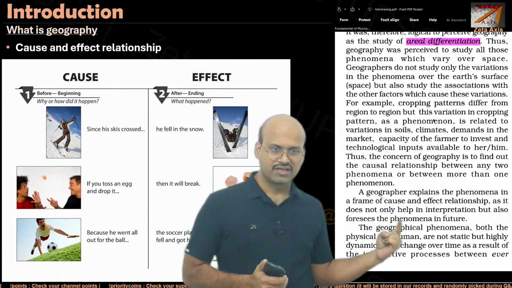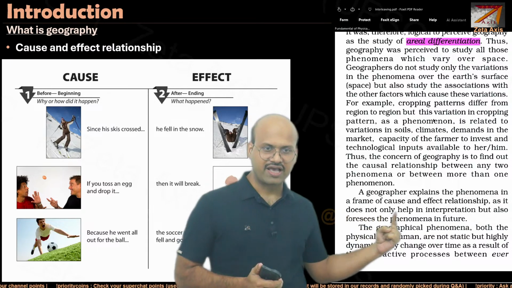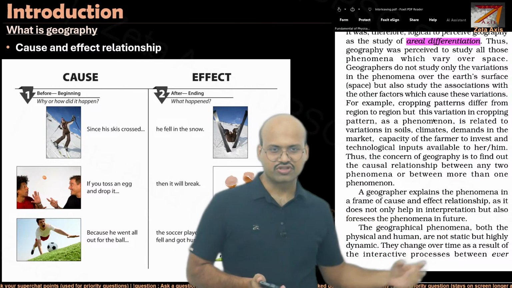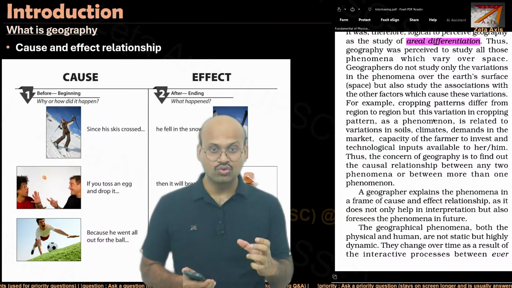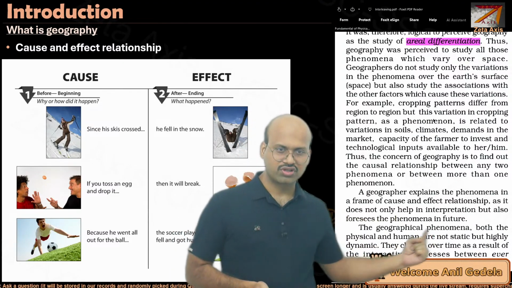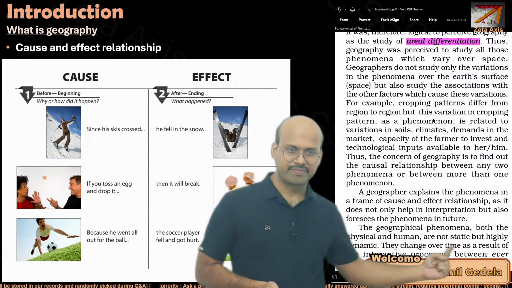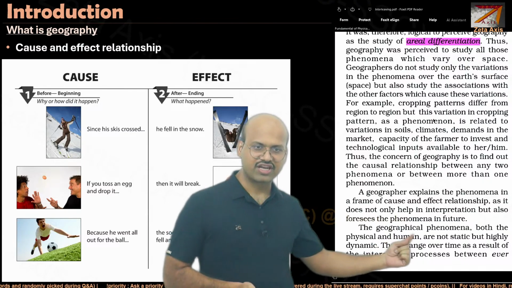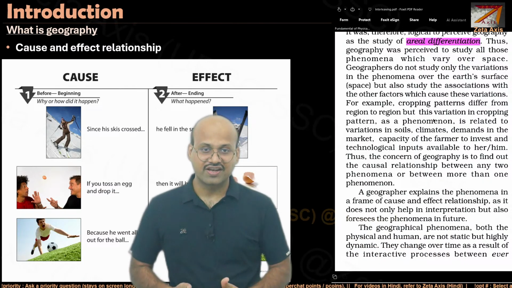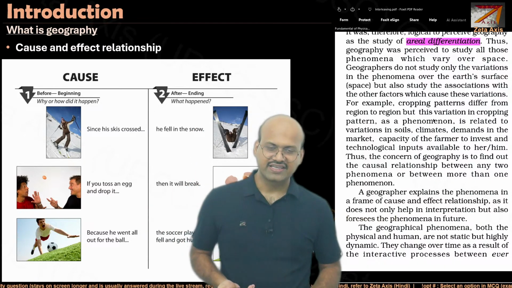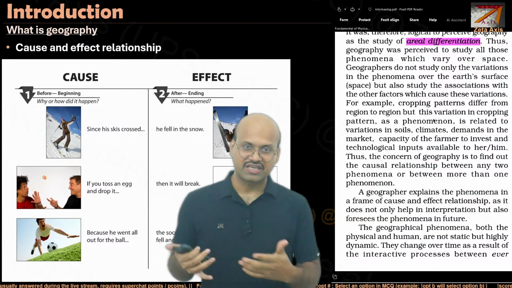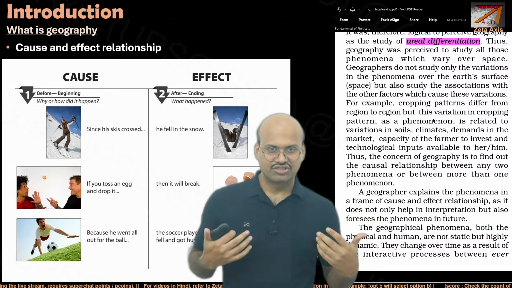Now it also says that it does not only help in interpretation but also foresees the phenomena in the future. So geography also provides us a tool to see what will happen in the future. The geographical phenomena, both physical and human, are not static but highly dynamic. So we know that the physical environment as well as the human community is not static, it is dynamic, and they have a dynamic effect on the environment or the region surrounding them.